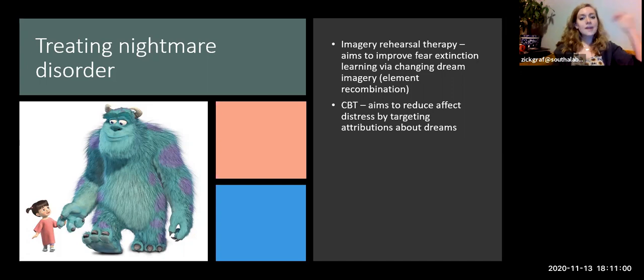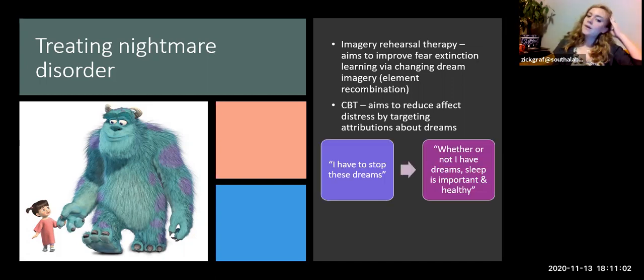What CBT, cognitive behavioral therapy, does is it aims to reduce the distress around nightmares by targeting negative attributions about dreams. People with nightmare disorder might think that it's not okay to be having these dreams. They have to do something to stop them. These dreams are the cause of their problem. If they just didn't have these dreams, they wouldn't be so anxious and upset all the time. That thought isn't very helpful because you can't really change your dreams. What you can change is how you react to them. And it's actually how you react to them that leads to psychopathology, not the dreams themselves.